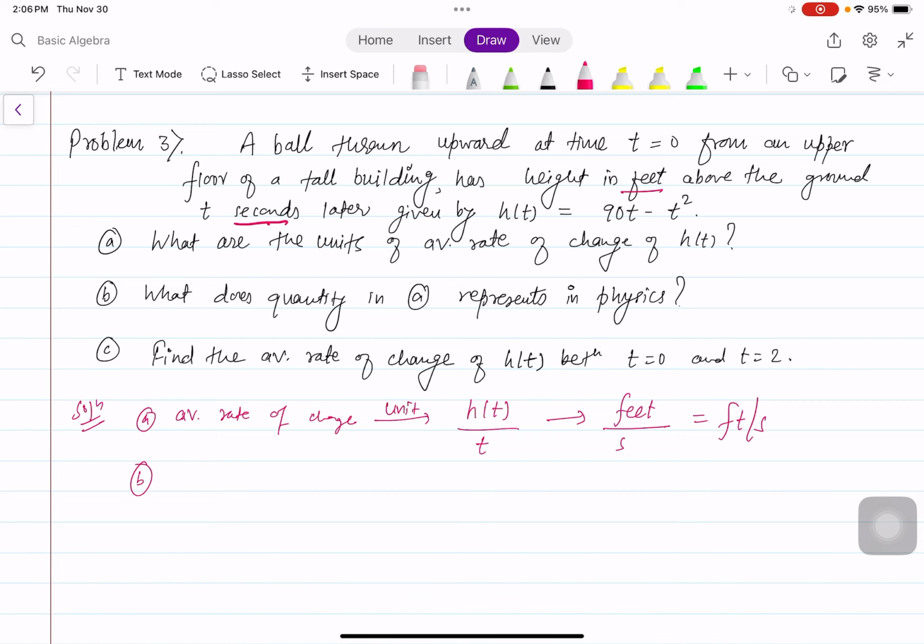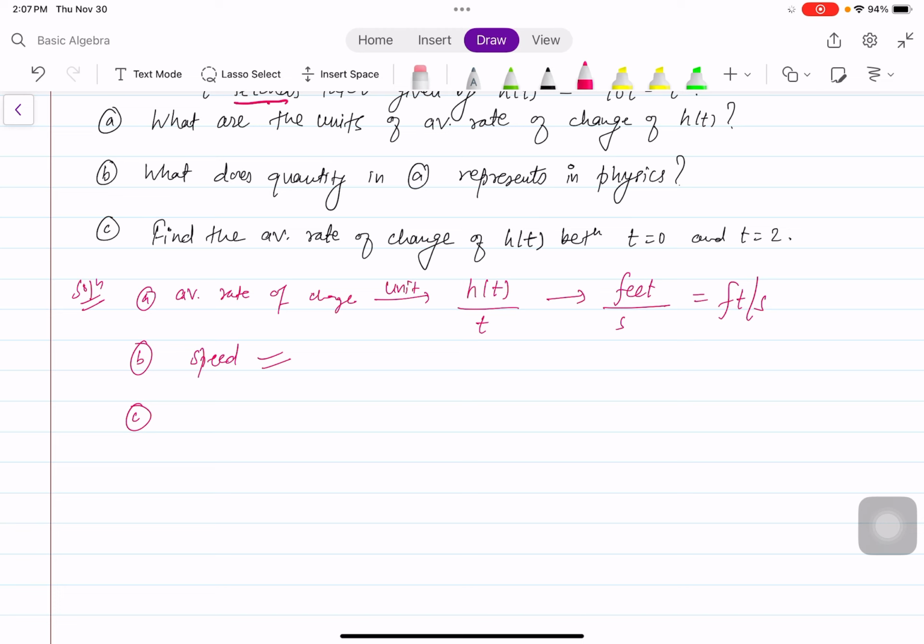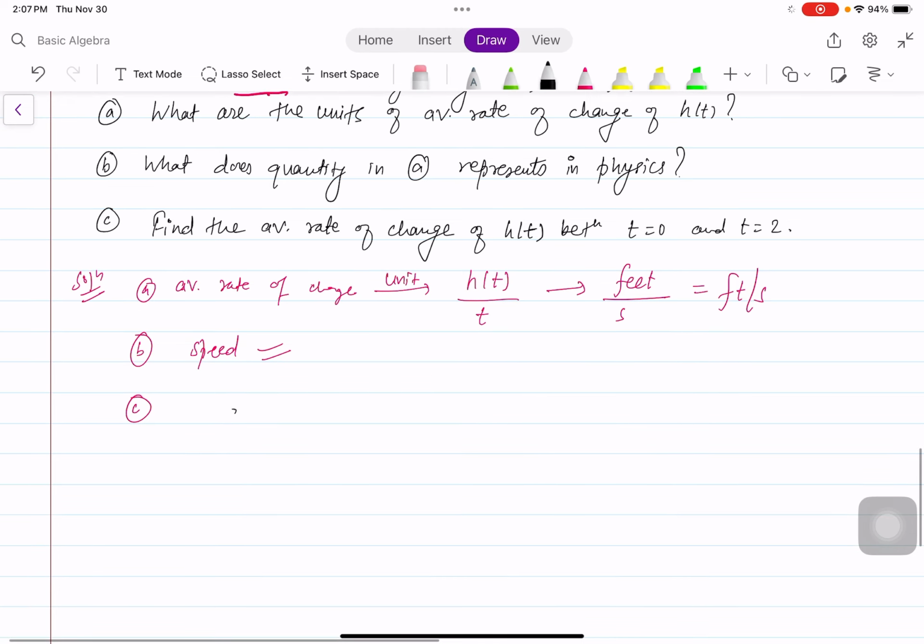And what is number B? What does this quantity in A represent in physics? Feet is distance, right? Distance over time is always speed. So this represents speed. The most important part is number C. Find the average rate of change between t equals 0 and t equals 2. Now it's simple, the function is given already, right? So a equals 0 and b equals 2.